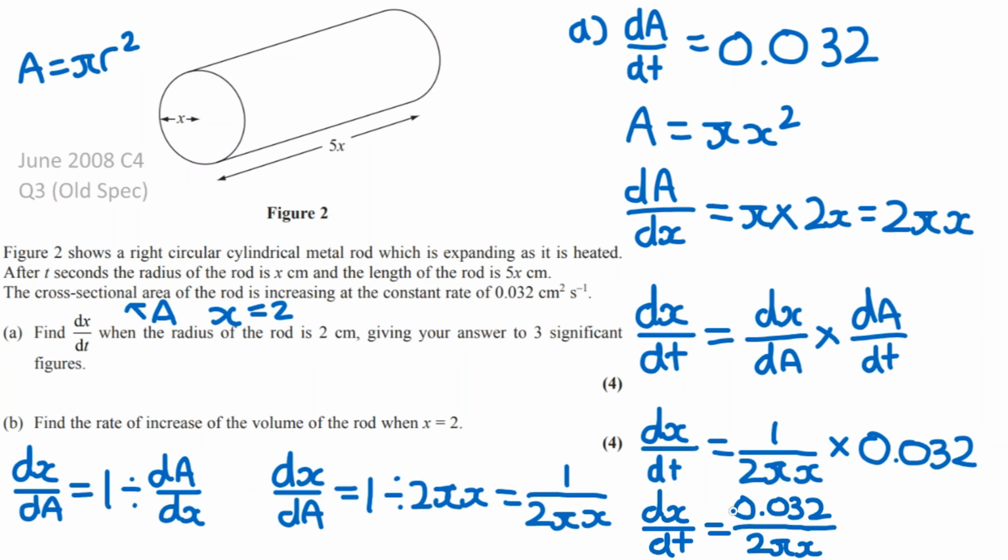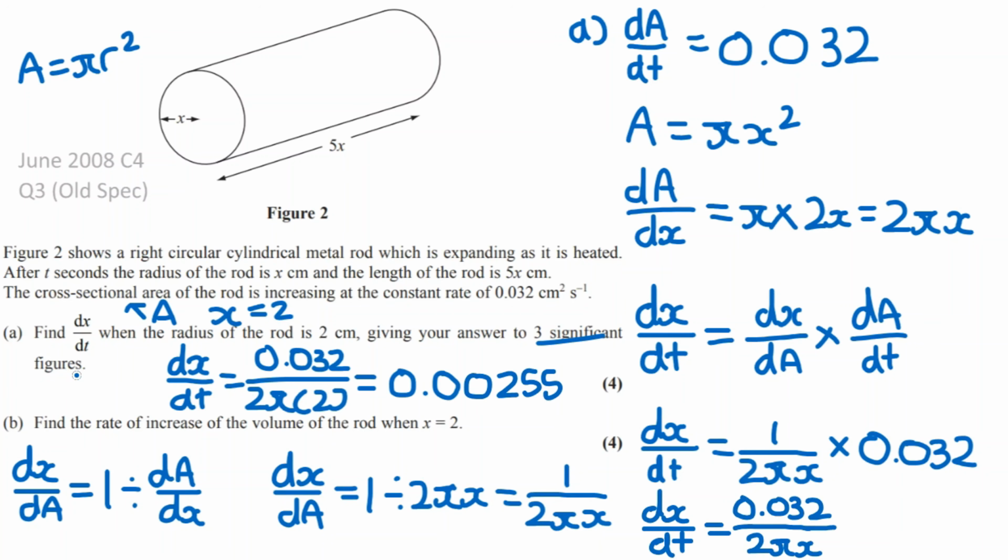So dx over dt is equal to 0.032 over 2 pi x, and we need to find dx over dt when x is equal to 2. So we just sub 2 into this, so dx over dt is equal to 0.032 over 2 pi times 2, and if you put this into a calculator to three significant figures, it's 0.00255.